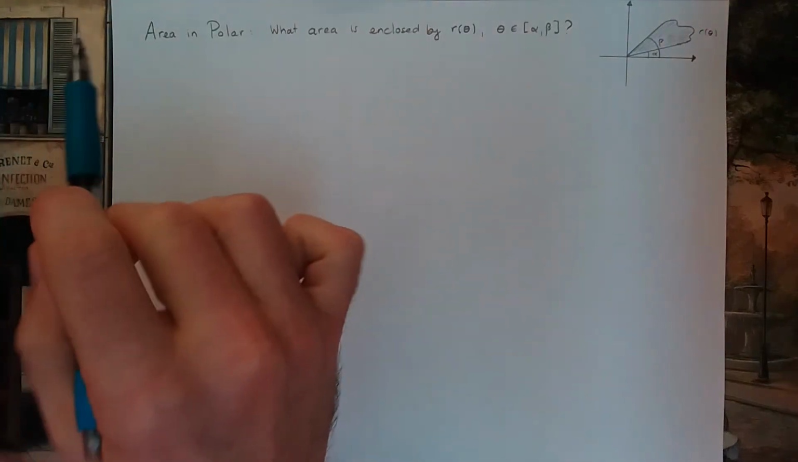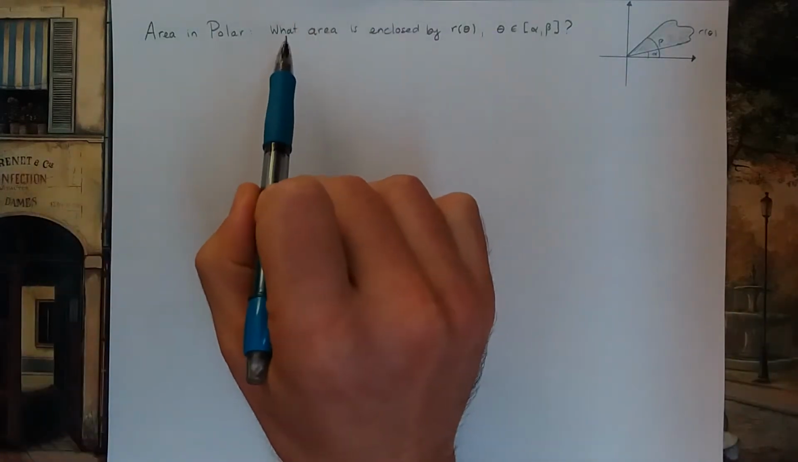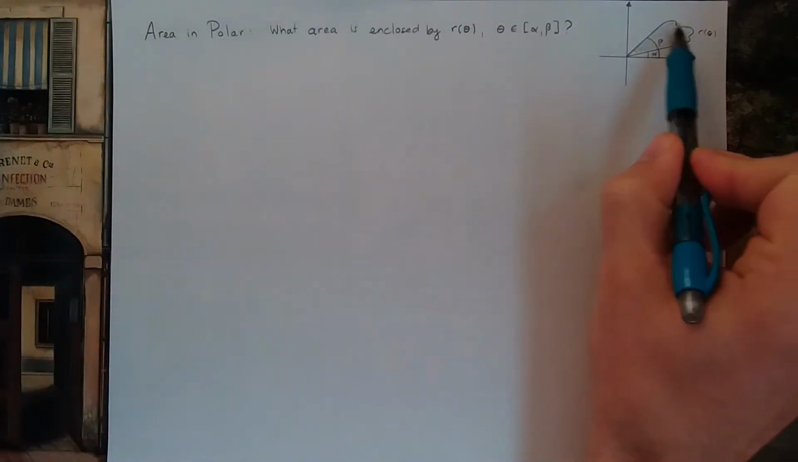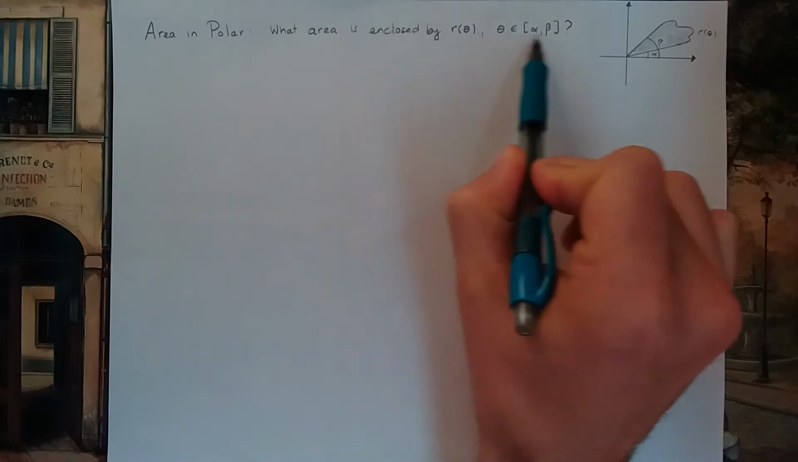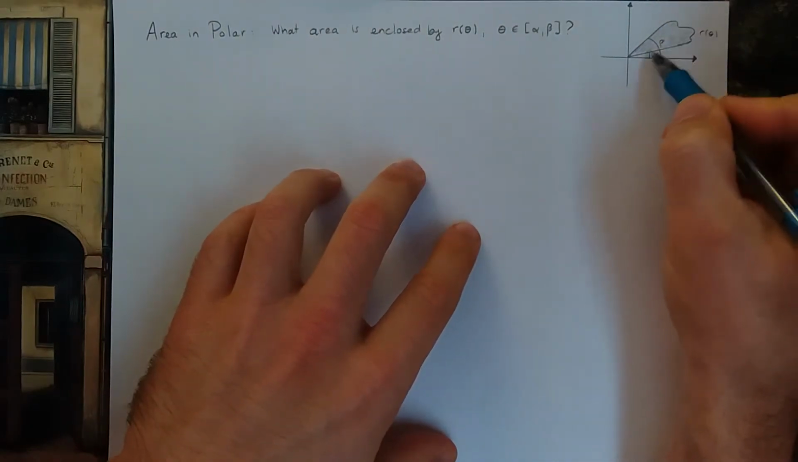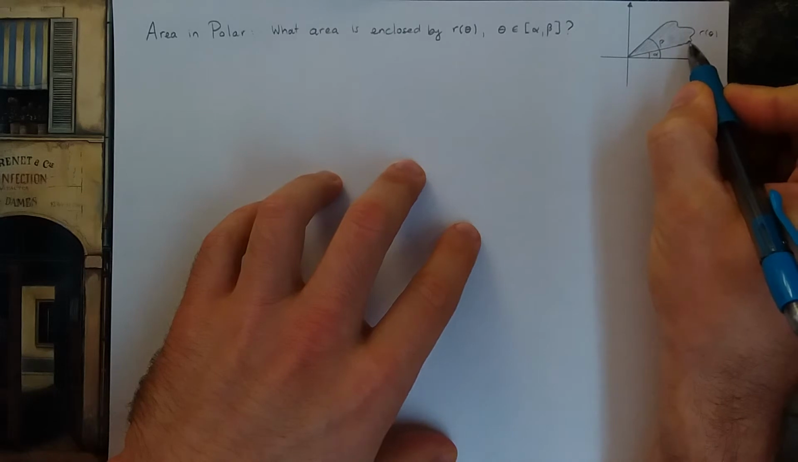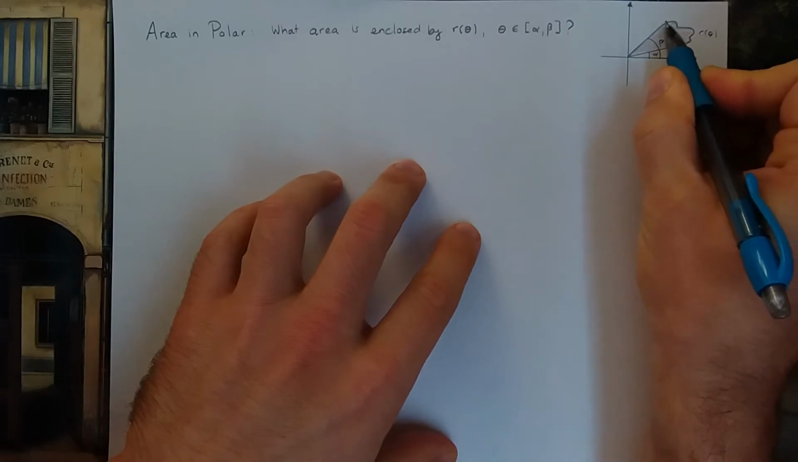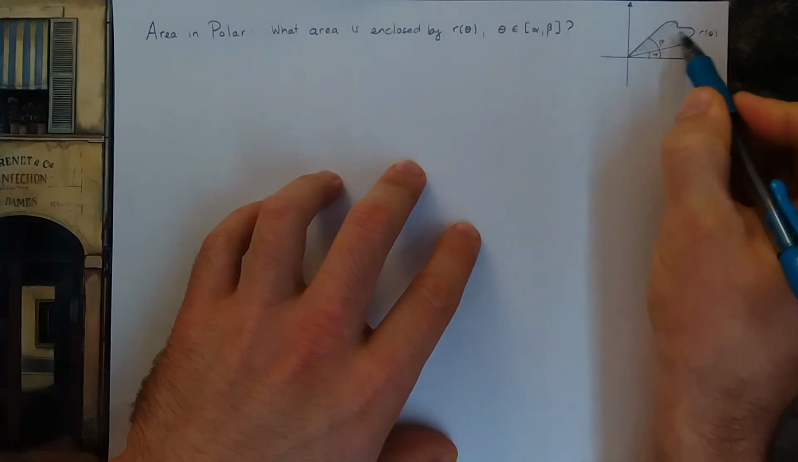So in this video, we're going to talk about how to find an area of polar curves. The main question is this: if you have a polar curve described by r of theta, where theta is in between two angles, alpha and beta, what is the area enclosed? So here's a little picture. The polar curve is r of theta. It goes from angle alpha to angle beta.